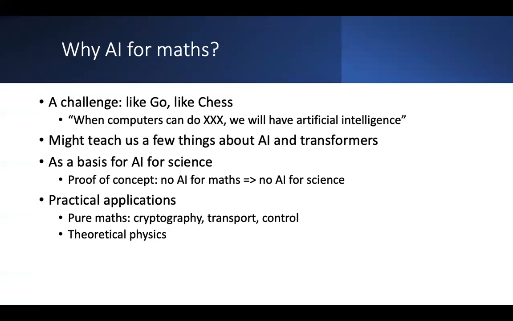A more serious reason is that more and more people are interested in doing AI for science, solving problems of science using AI. And science is full of math. So if your transformer cannot do math, there's no chance it will do science ever. So it's important to do AI for math in order to do AI for science. And as I said, there are a couple of practical uses of that, one of which is cryptography.